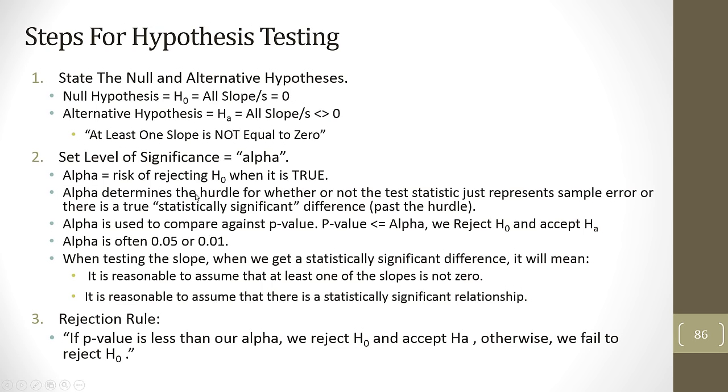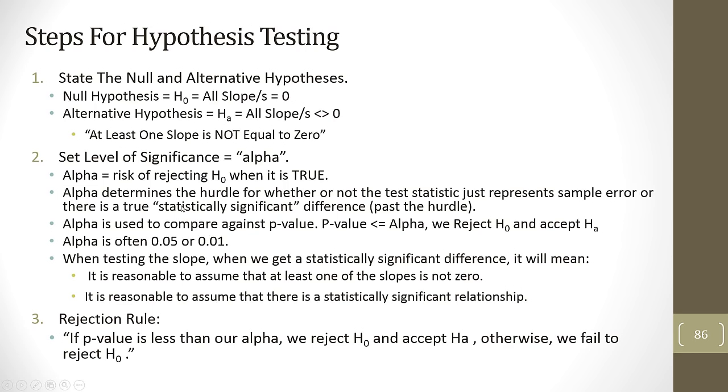Alpha is the risk of rejecting the null hypothesis when it's true. Alpha will also help us determine the hurdle for whether or not the test statistic just represents sample error or there is a true statistically significant difference. That means it'll be past the hurdle.